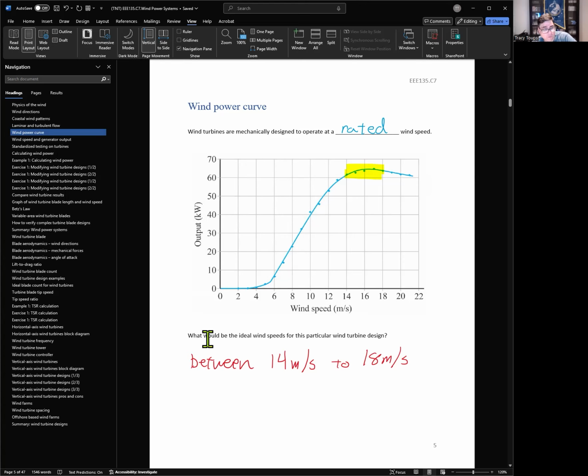So I would say what would be ideal wind speeds for this particular turbine design? We want to make sure this is installed in an area which has wind speeds between 14 to 18 meters per second. Okay. Otherwise, pick another design. Okay. So if I have this place with only 10 meters per second wind, don't buy this wind turbine. You're wasting money. Go buy another one that's suited for 10. Okay.